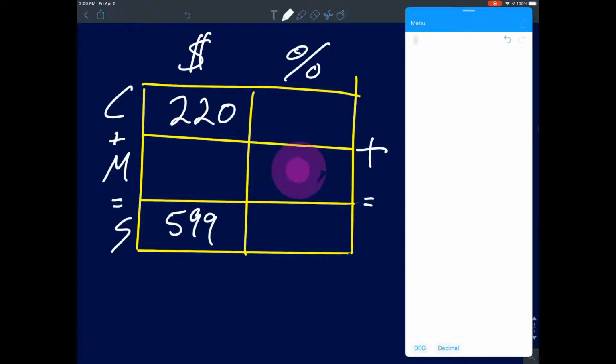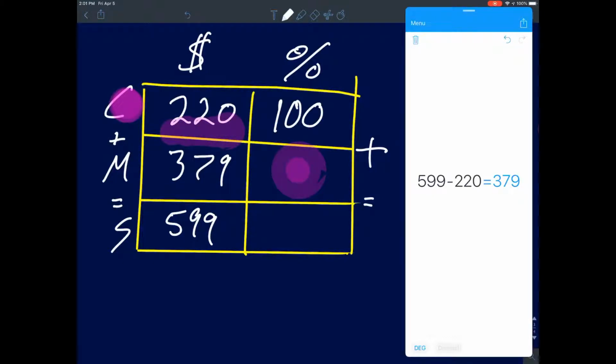What we can do, first of all, is find the difference here, because we know C plus M equals S. So S minus C is going to equal M. So we have 599 minus 220, and that gives us 379. Now, because it's based on cost and not on the selling price, we know that the cost is 100%. The markup is in addition to that, so the sale price equals the cost percent and then the markup percent.